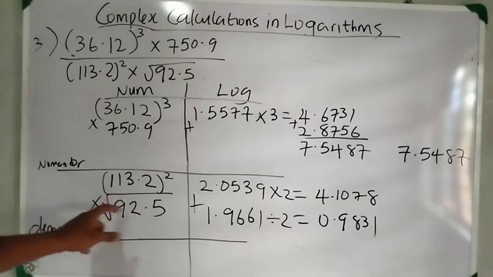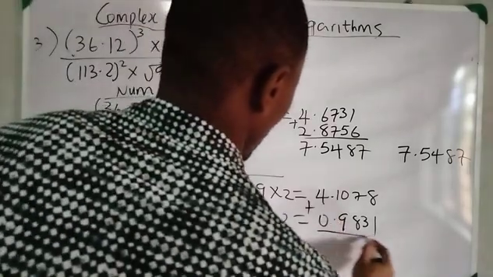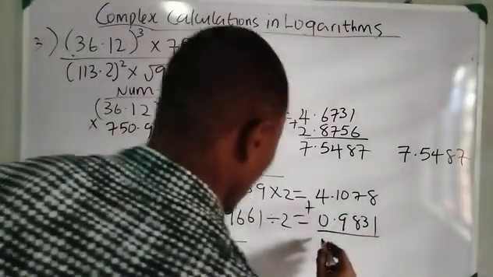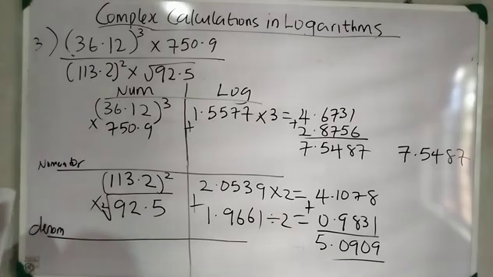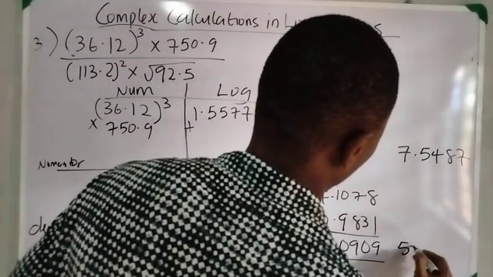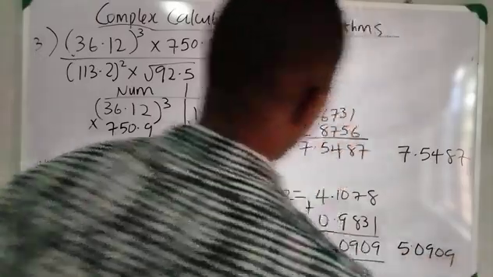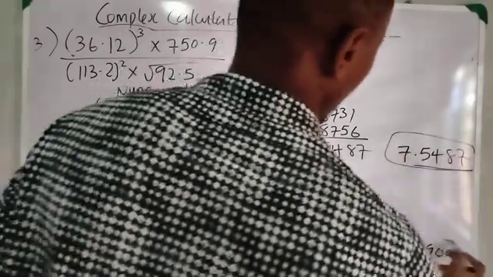Now, they are multiplying, right? These two numbers are multiplying. So what will happen to the two of their logarithms? They are going to add. So when you add the two of them together, you are going to have 5.0909. Alright? So this is the final answer for the denominator. 5.0909.